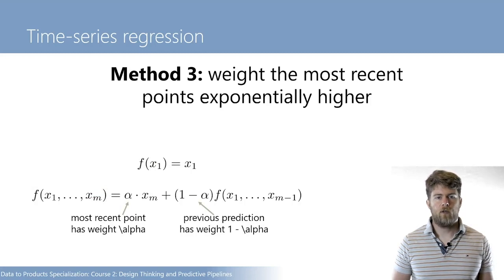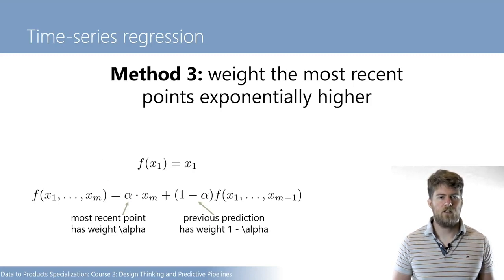And although that sounds more complicated, it's actually very, very easy to compute. We just start with our prediction for x2 being equal to the first value, x1. And then after that, the prediction of our next value is always going to be alpha times the previous observation plus 1 minus alpha times the previous prediction.